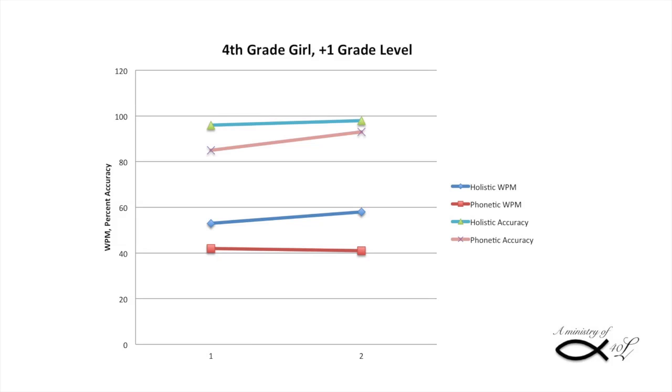This is after 18-hour group classwork over 2 months. Her holistic or sight word accuracy improved from 96% to 98%, and her phonetic accuracy improved from 85% to 93%, while her slowdown had a slight increase from 21 to 29%.